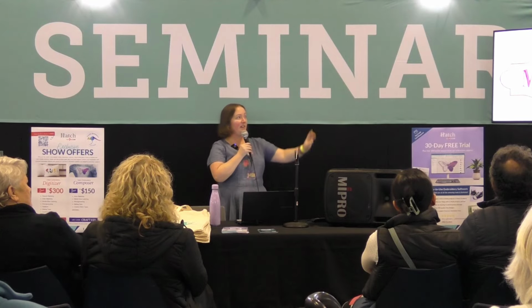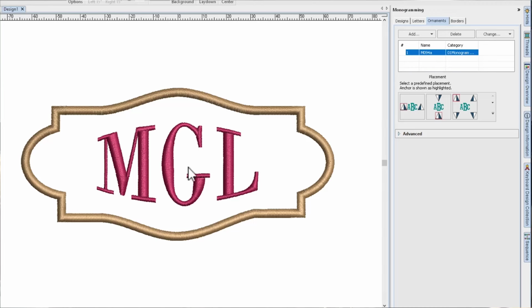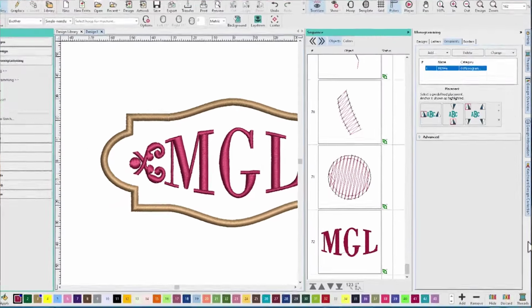Once we've chosen it, you can see on the side docker, we can tell it where to go. Do we want them above? Do we want them to the side? Which direction do we want them to be? We click, and it does it. We can see all of our different elements here.